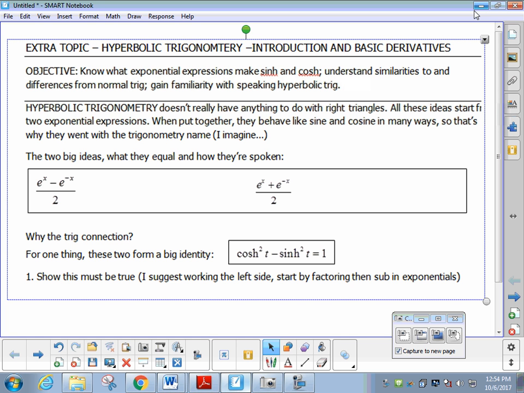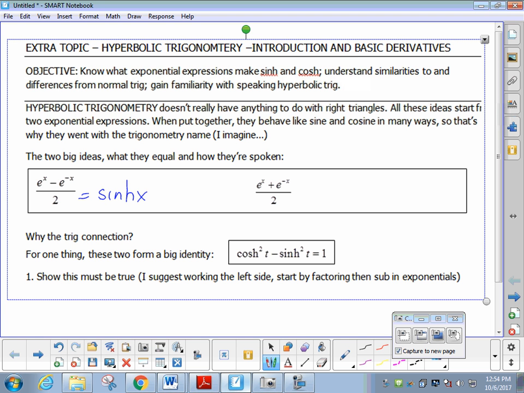Right? So here are the two big ideas that he came up with. They come from combinations of the exponential function. If you take e to the x minus e to the negative x over 2, he called that the hyperbolic sine.